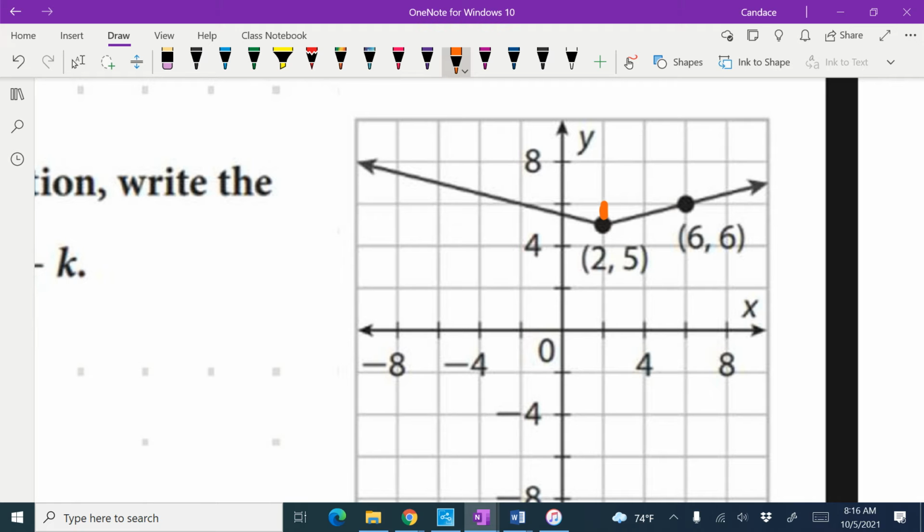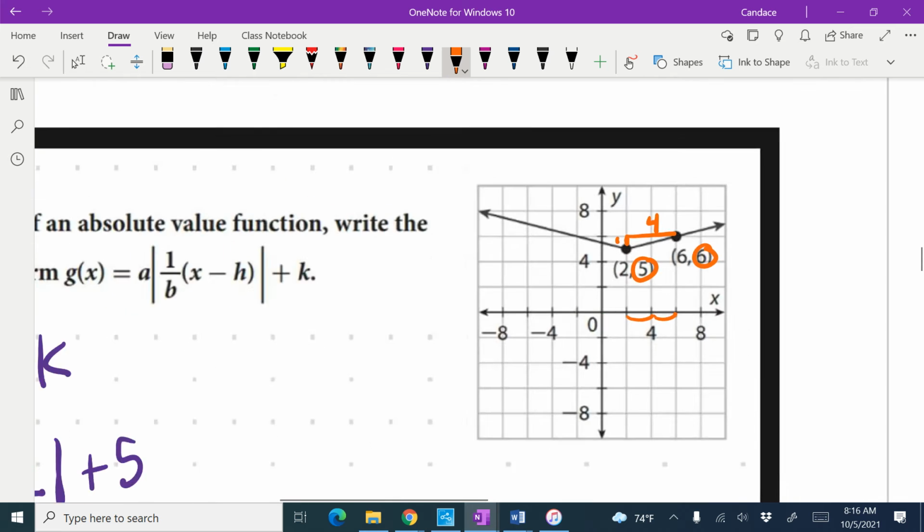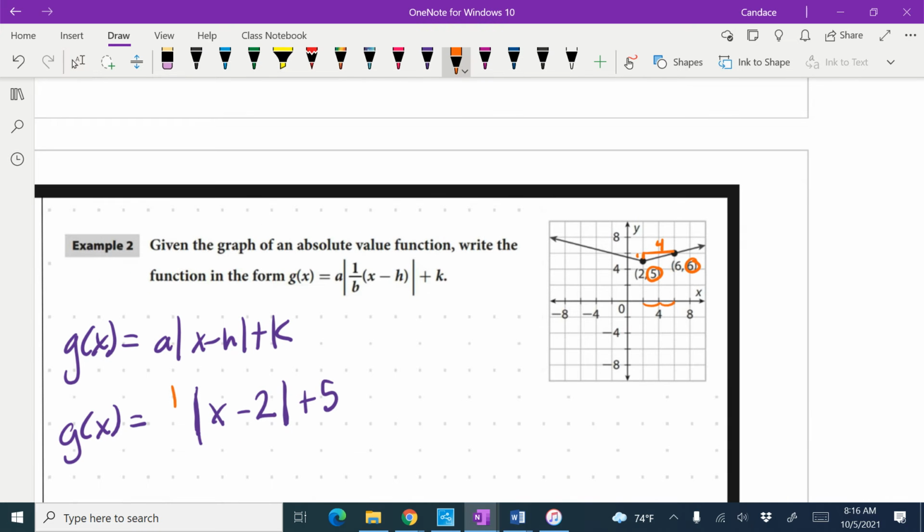Right now we are at 5. Okay, how many did I go up to get to here? 1. Okay, so that's up 1. Think about how many we're over. Let's see. Each one of these looks like it is 2. Do we agree? Am I counting that right? Okay, so how many am I going over? 4. So I am going to write 1/4 out in front. And that's it. That's the whole deal.